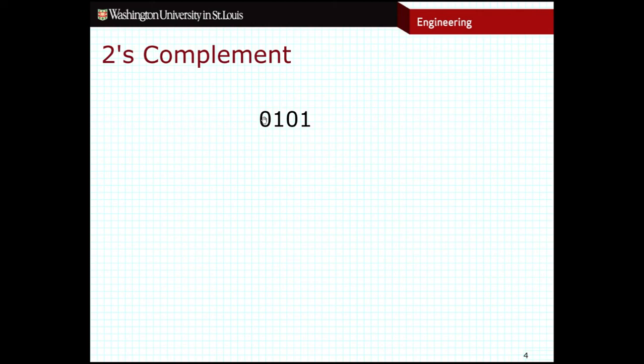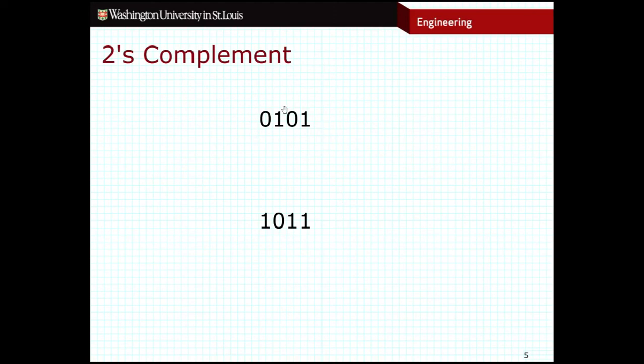What we're going to do instead is we're going to flip all of the bits. So if it's a 1, it's going to become a 0. If it's a 0, it's going to become a 1. And then we're going to add a 1 to the result of that. So flipping all of the bits gives us 1, 0, 1, 0. Adding a 1 to that result gets us 1, 0, 1, 1. So to represent negative 5 using 2's complement form, we end up with 1, 0, 1, 1.